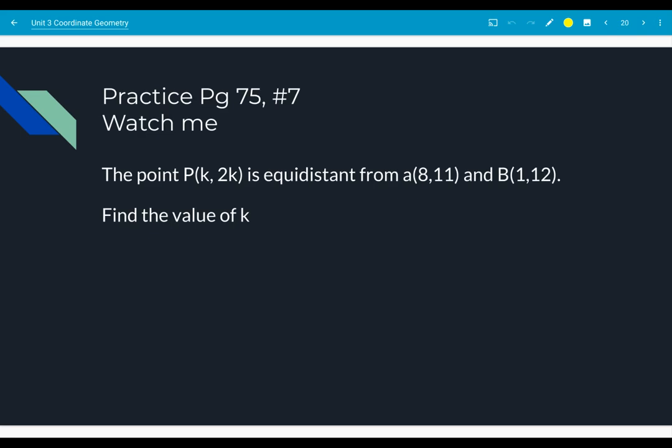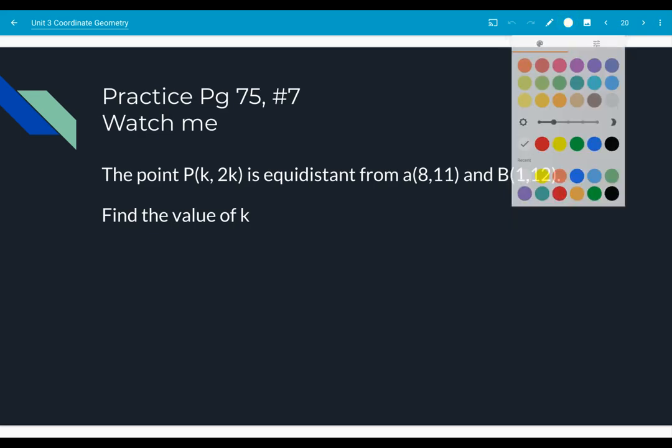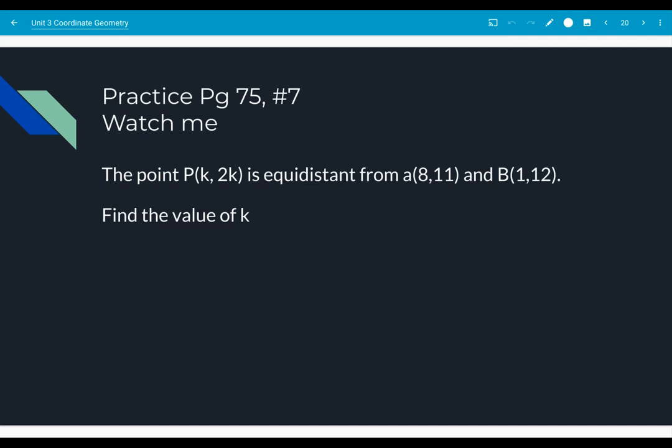So here's a particular practice problem I'm going to work through with you. Follow along. If you have any questions, make sure you bring them to class. We have point P, which is (k, 2k), and is equidistant from A and B. Find the value of k. So think about what this looks like. If we have A and we have B, and we have some point P, these distances are congruent. They're the same distance apart.